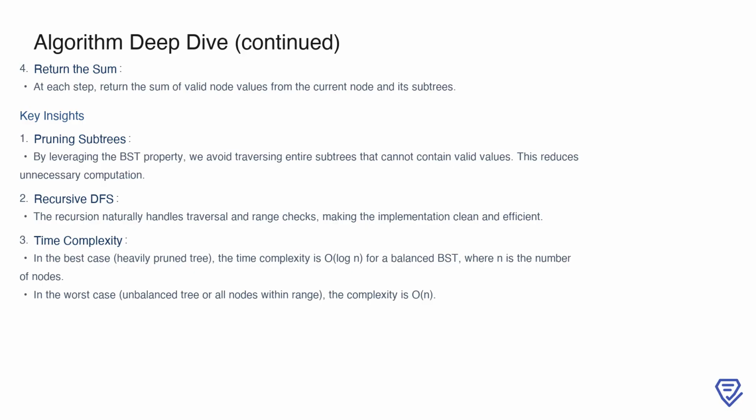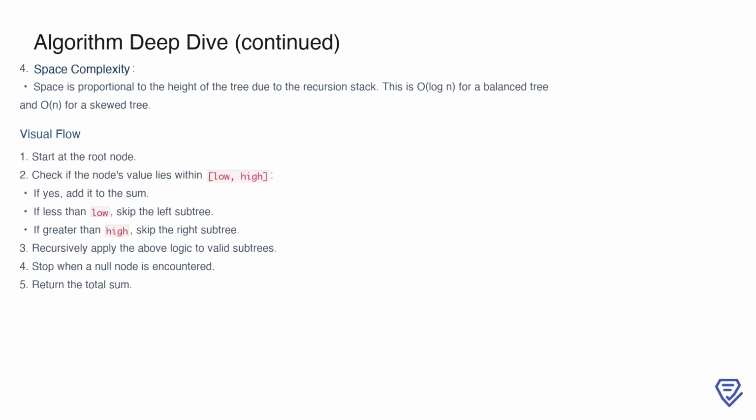By leveraging the BST property to skip irrelevant subtrees, we significantly reduce the number of nodes that need to be processed. In the best case, for a balanced BST where pruning is highly effective, the time complexity is O(log n). In the worst case, such as when the tree is unbalanced or all nodes fall within the range, the complexity remains O(n). The space complexity of the optimized approach is determined by the recursion stack, which depends on the height of the tree.